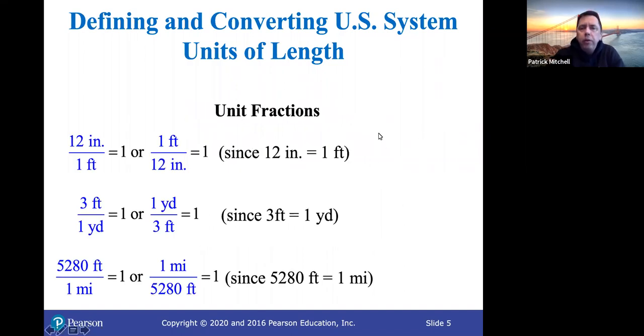Okay, to convert between different units of length, we're going to use unit fractions. So since 12 inches and 1 foot are equal, that means if you divide 12 inches by 1 foot, or if you divide 1 foot by 12 inches, you get 1. And you'll see in a little bit how we're going to use this. Similarly, since 3 feet equals 1 yard, that means 3 feet divided by 1 yard, or 1 yard divided by 3 feet equals 1. And the same thing with feet and miles.